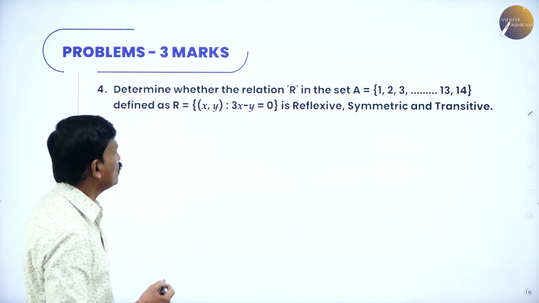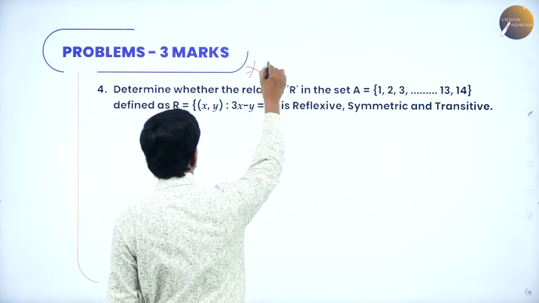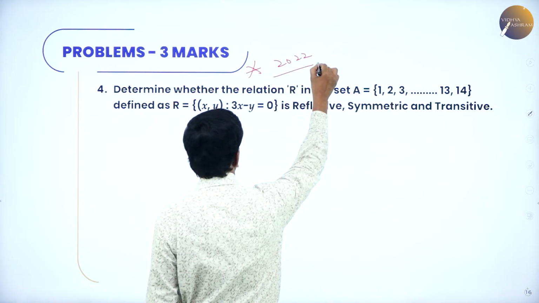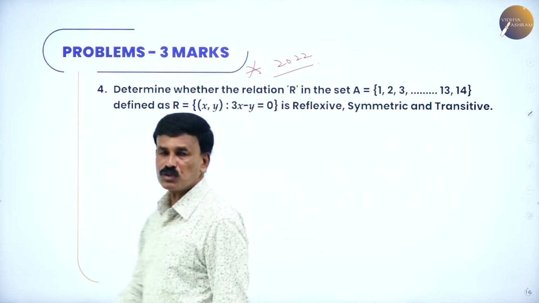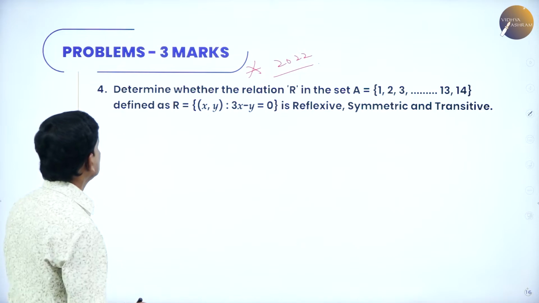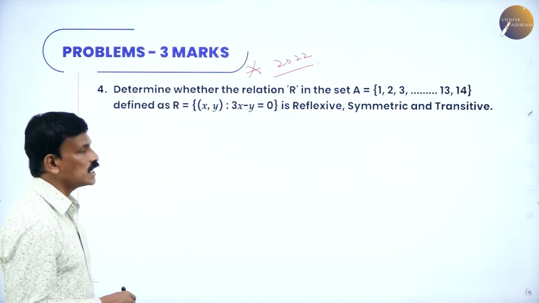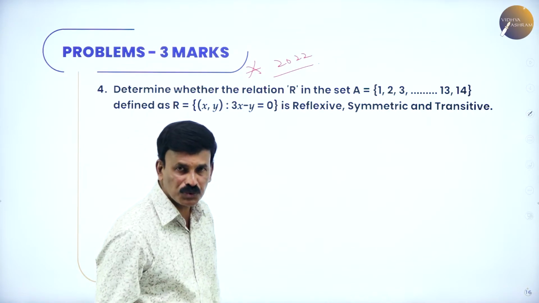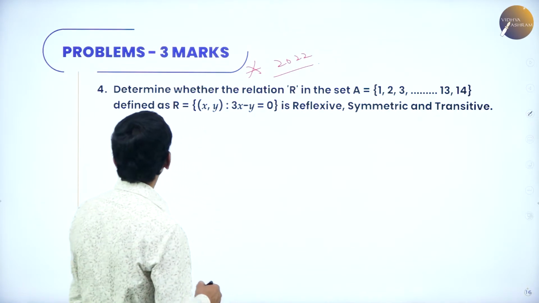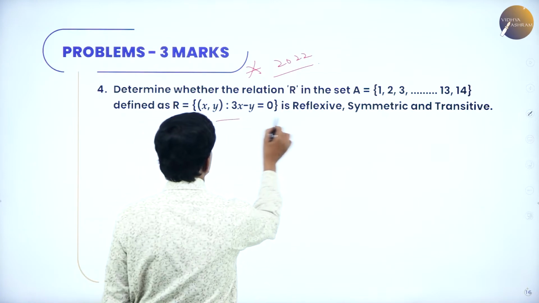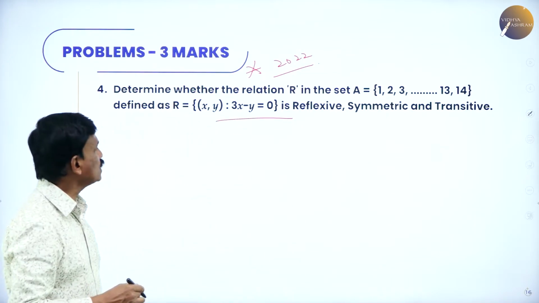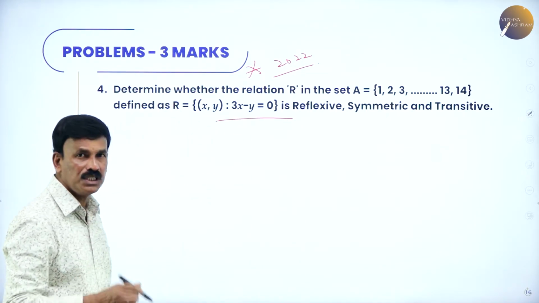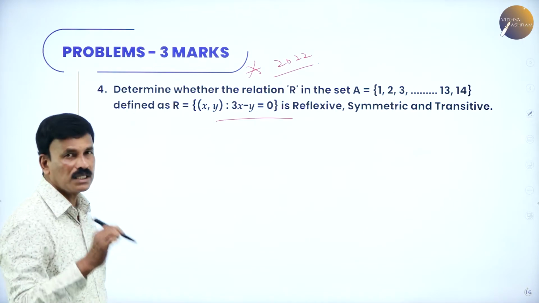This is a very important problem. You may expect this type in your final examination. What is the problem given? Determine whether the relation R in the set A equal to {1, 2, 3, 4, ..., 13, 14}, defined as R equal to {(x, y) such that 3x minus y is equal to 0}, is reflexive, symmetric and transitive.